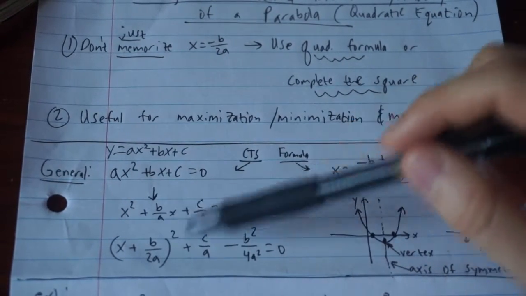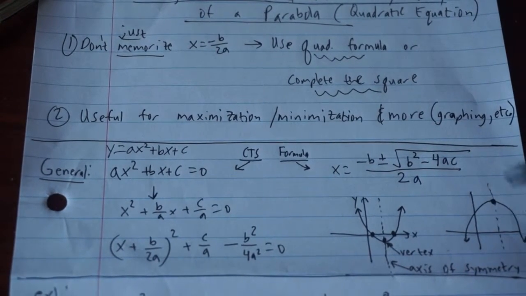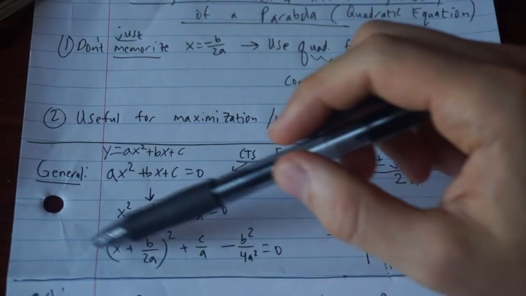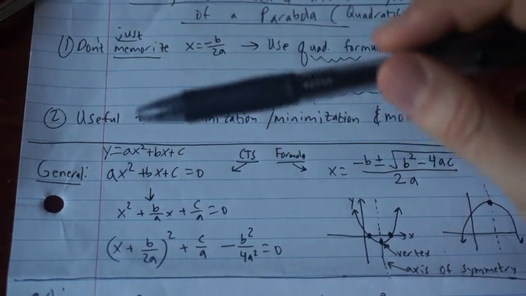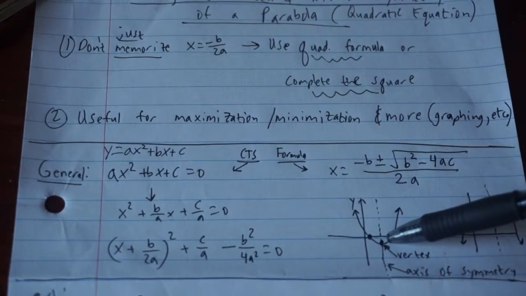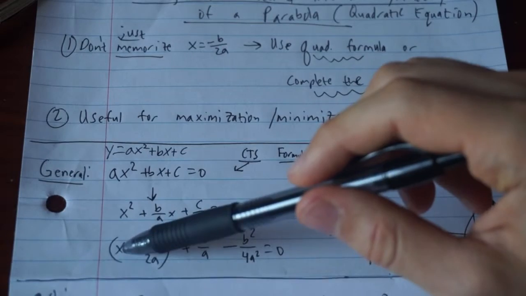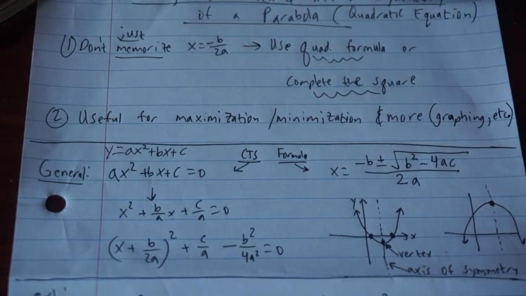Now, this would correspond to an upright parabola. If this were upside down, you would just have a minus sign over here. So this tells us that the minimum value, which is this point, is going to correspond to plugging in x equals negative b over 2a, which is your axis of symmetry.